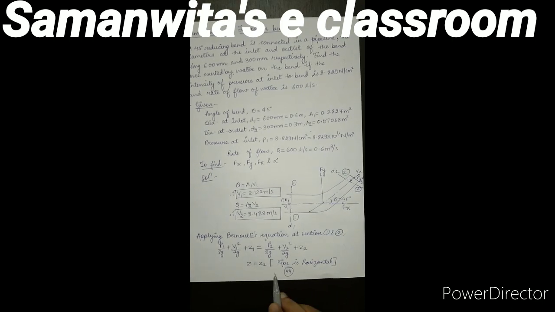Now how did I assume that it is horizontal? Because it is not mentioned in the question that it is a vertical pipe. If it is a vertical pipe, it will be mentioned in the question. Until and unless it is mentioned, I can assume that the pipe is horizontal.